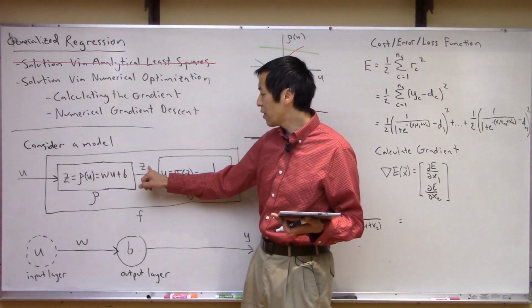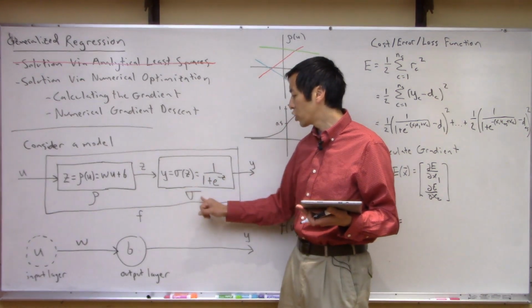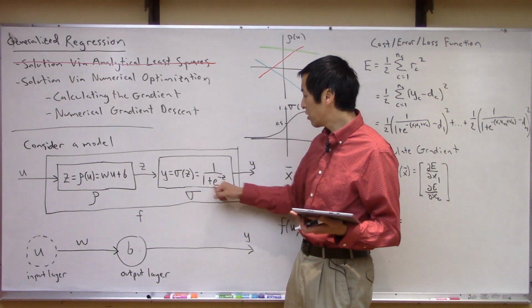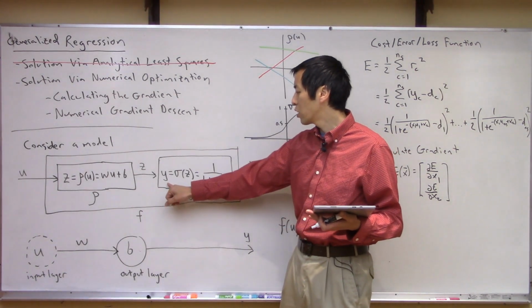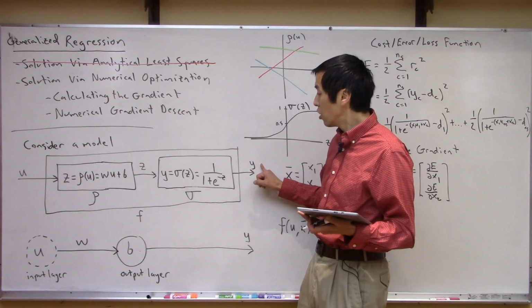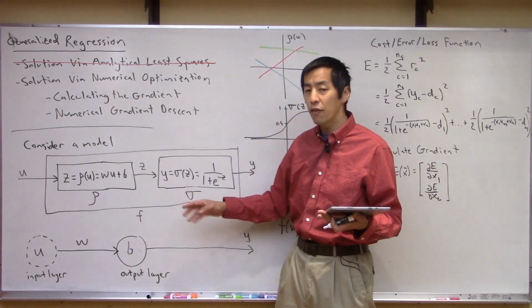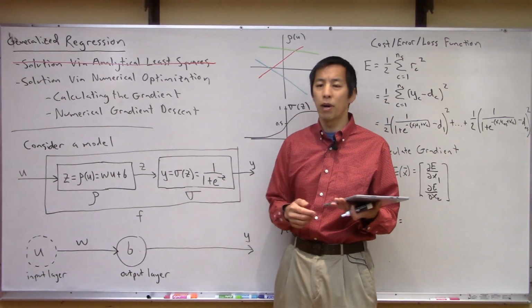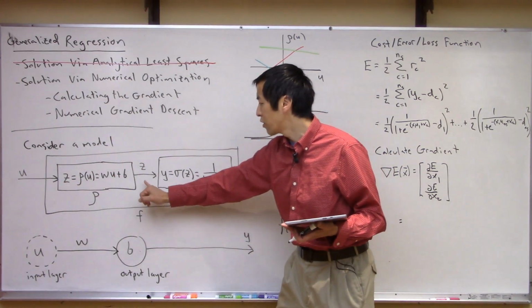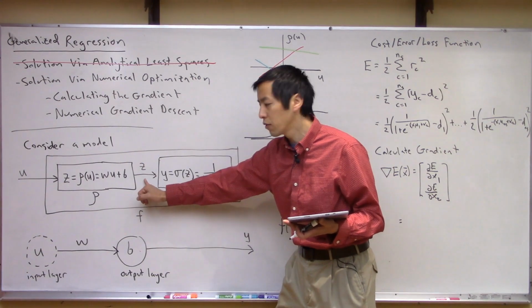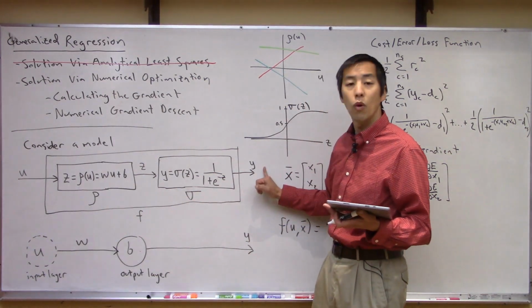This signal z is then run through another function, which is called sigma, which takes this form, 1 over 1 plus e to the minus z. And that is how it computes y, the output, okay? So again, you can see that this function f is sort of broken up into 2 composite functions, right? First, it takes the input u, runs it through rho, then it takes this intermediate signal z, runs it through sigma to get y, okay?